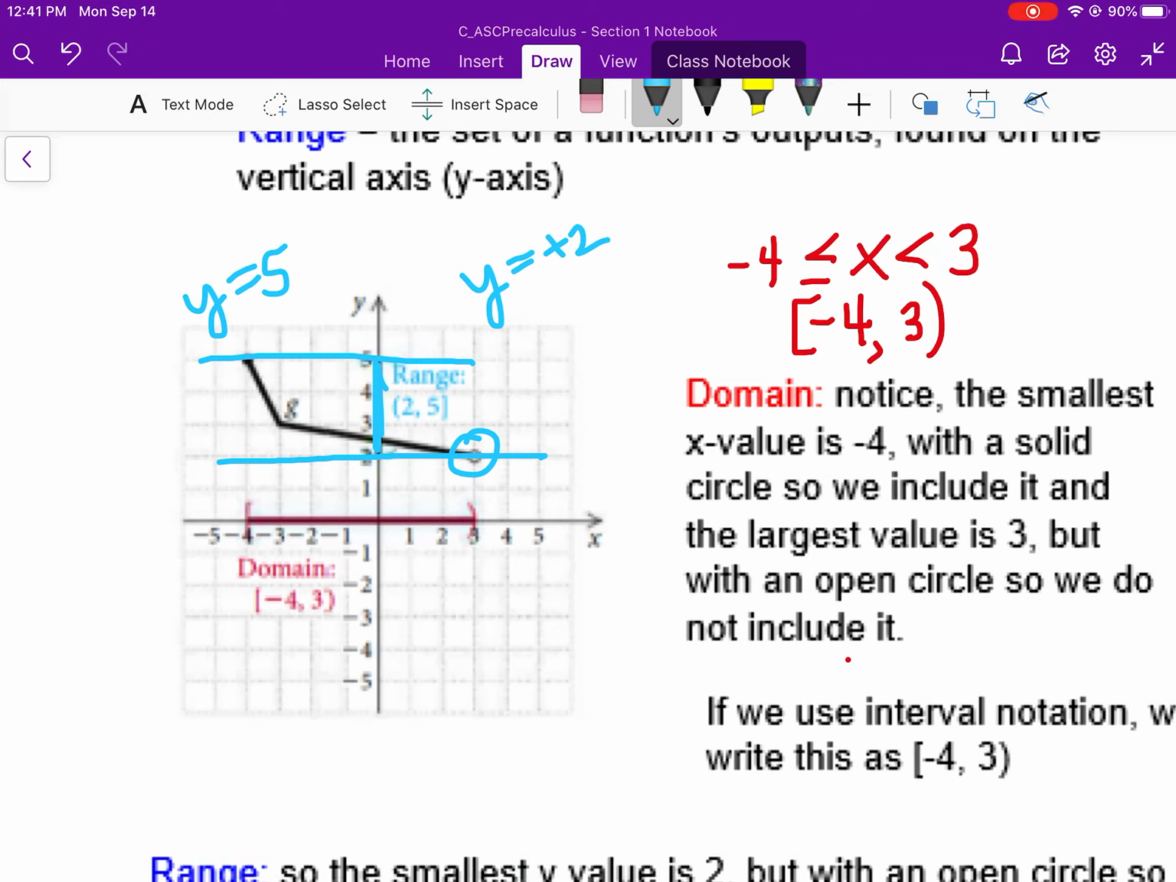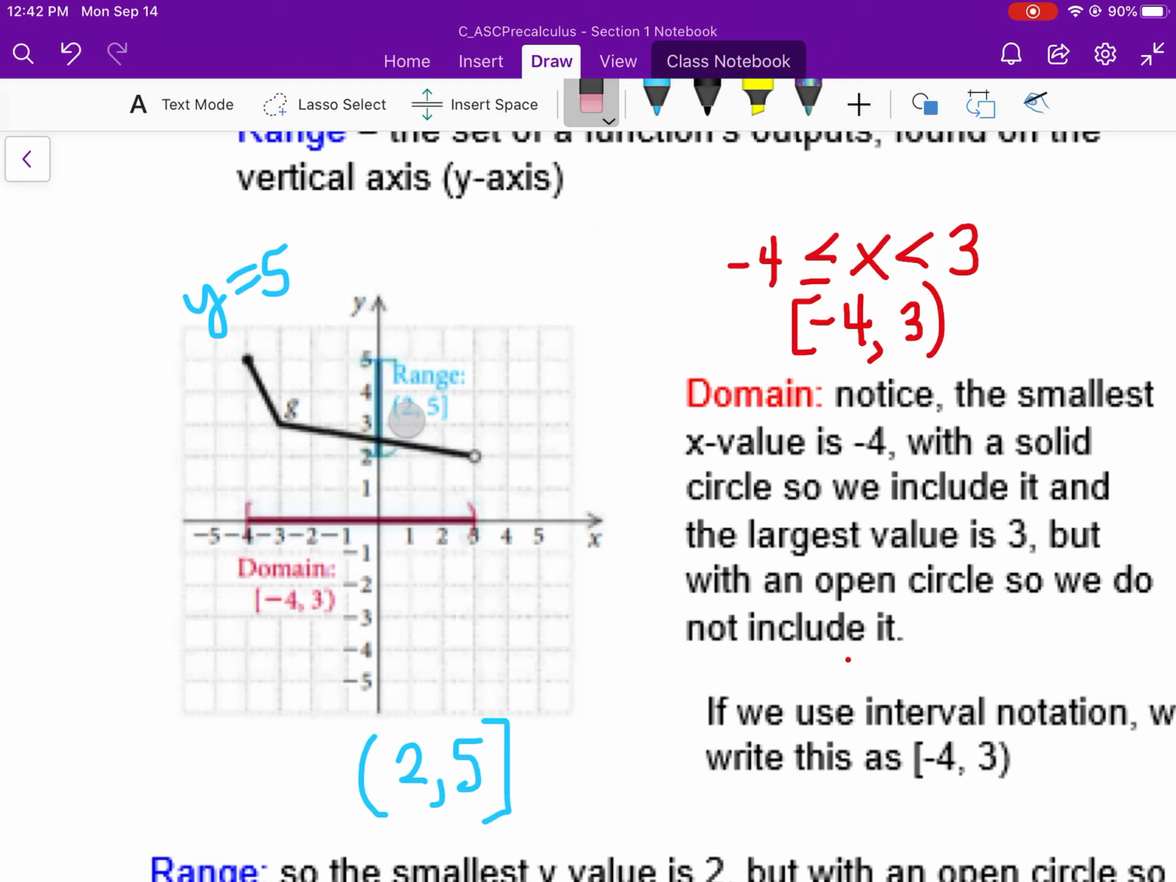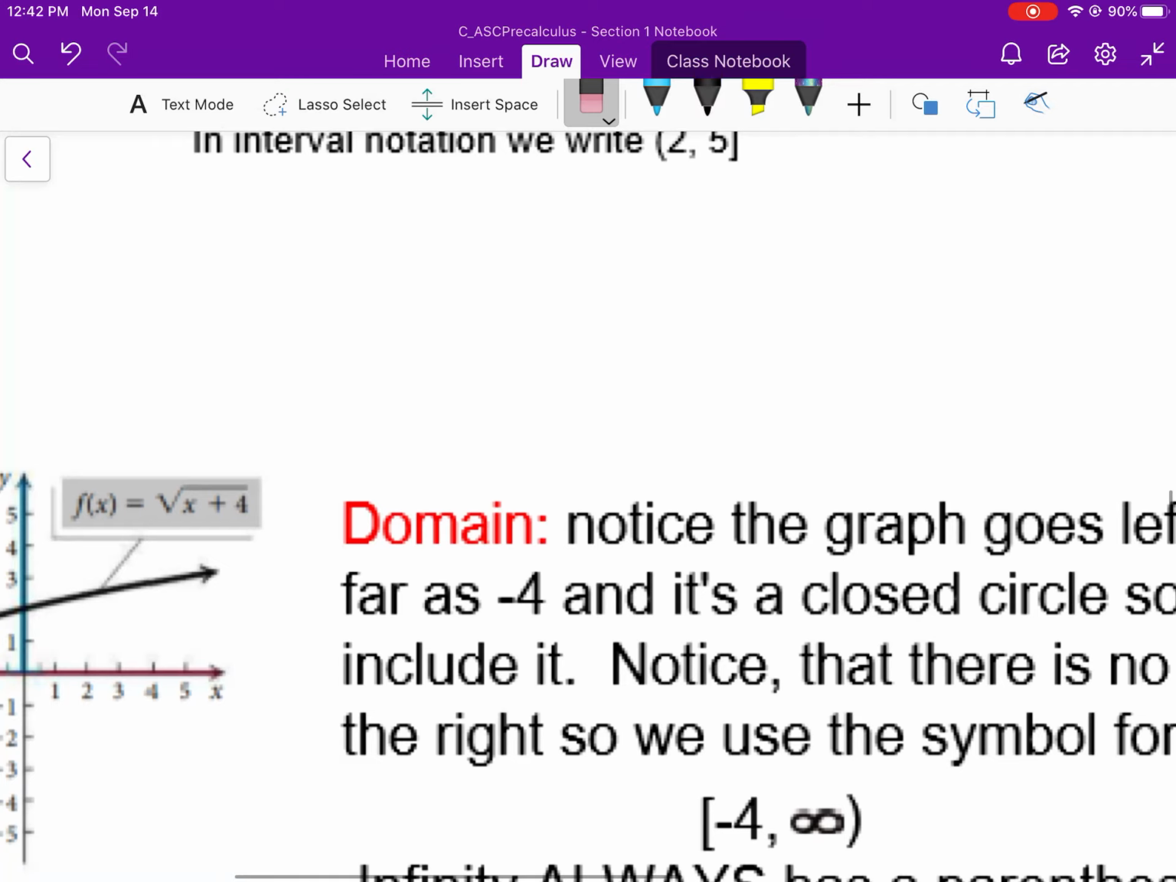So notice how they wrote that. They wrote it as 2, and they don't want to include it, so it's a round bracket. And then 5, they want to include, so it was the square bracket. That's what these things mean here in small print that you can see on your graph. So we're doing interval notation with this.